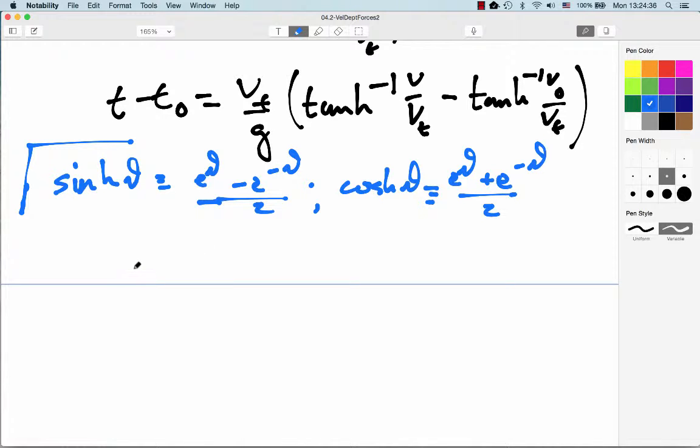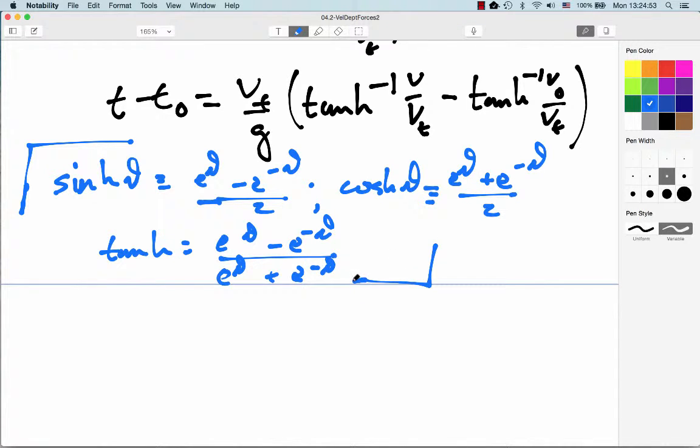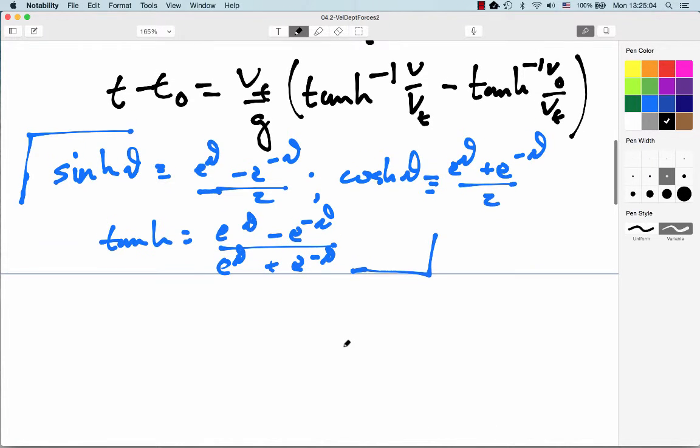And then finally, tanh theta, you can show, is e to the theta minus e to the minus theta over e to the theta plus e to the minus theta. Okay, that's all we need from that right now. There's no need to get into tons of hyperbolic trigonometry.